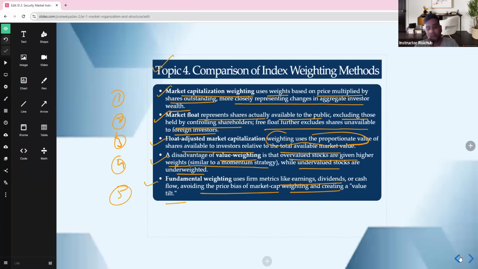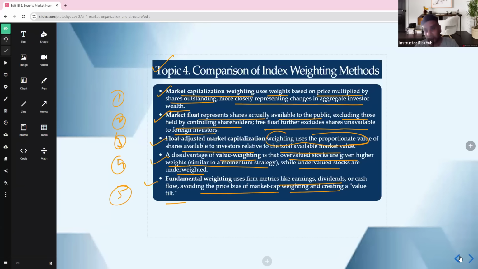Then you have the float adjusted market cap. The key difference is that it uses only tradable shares, excluding promoter, government holdings and strategic stakes. Impact is more realistic for investors, with lower weight for tightly held companies. This is what accurate index funds track. Then you look at fundamental weighted indexes, with weights based on earnings, cash flow, and dividends. Advantage is that it avoids overvaluation bias, with a value tilt. Price does not directly drive the weight. This is a systematic value investing strategy.